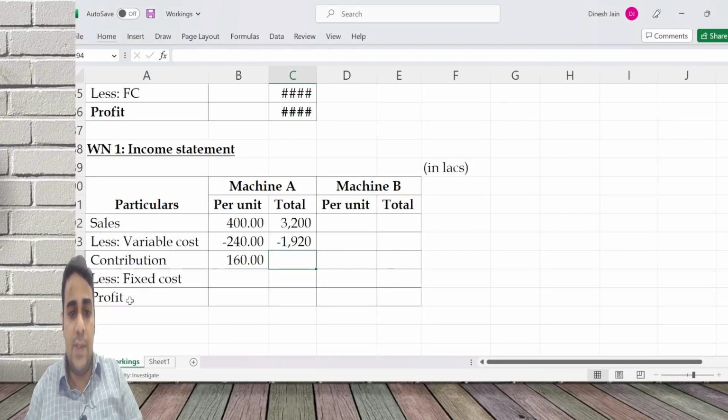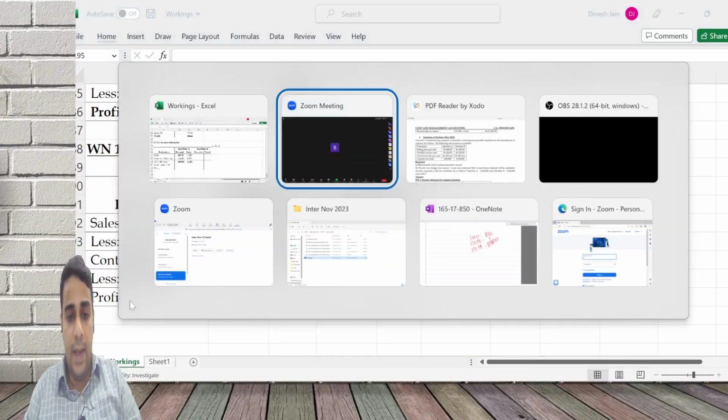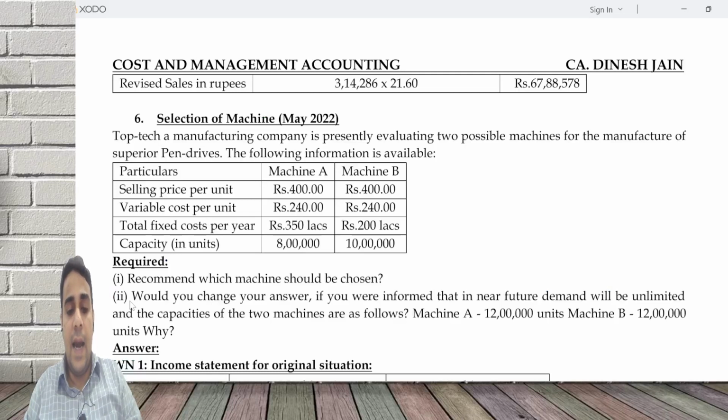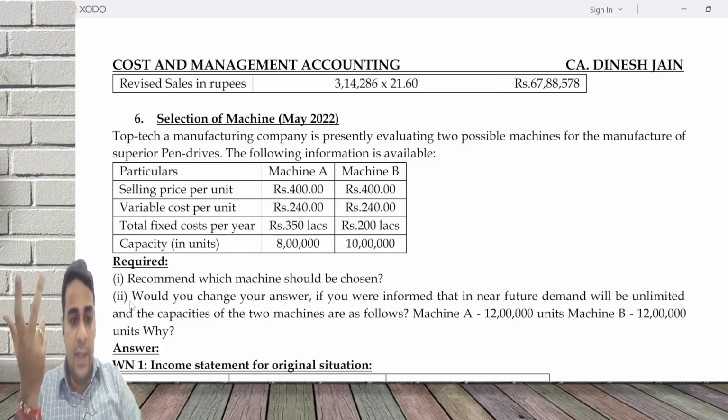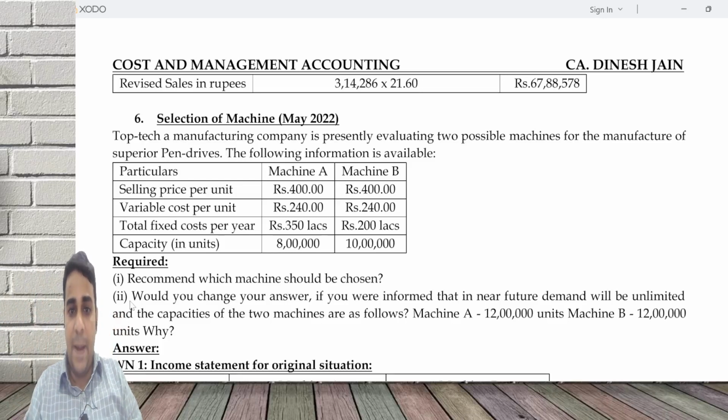So now sales is 400 into 8 lakh, variable cost into 8, contribution into 8. How is it 8 lakh? Capacity is 8 lakh. Assumption is whatever is the capacity, that is going to be the sales. If the demand is lower, then there is a problem. But as of now, I am multiplying with 8 lakh. Some problems can give you both capacity and demand. Then you'll have to take the lower of the capacity and demand.